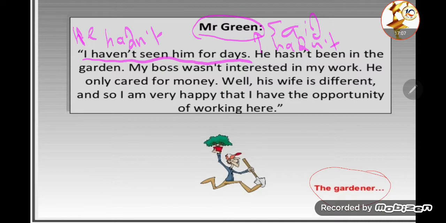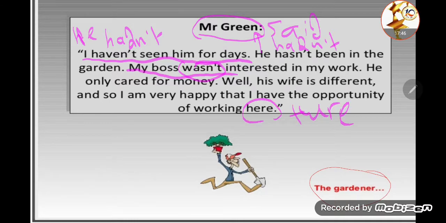And who does it refer to? To Mr. Green or to Mr. Moneybag? Okay. He hadn't been in the garden refers to Mr. Moneybag. My boss wasn't interested in my work. Wasn't becomes what? Hadn't been interested in my work. My boss had not been interested in my work. He only had cared for money. Well, his wife was different, and so I was very happy that I had the opportunity of working there.